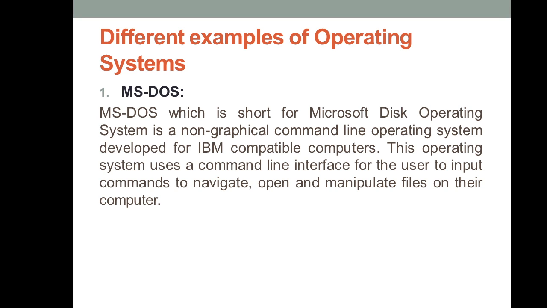So all the work you are doing in MS-DOS is done with the help of some commands. That is why we say it is a command line interface, or a command based operating system, with the help of which you are navigating, opening, and manipulating the files on the computer system. Hope you have understood what MS-DOS means, and in the practical session all the commands will be covered. Then how it looks: basically MS-DOS looks like this. This is the icon of MS-DOS.